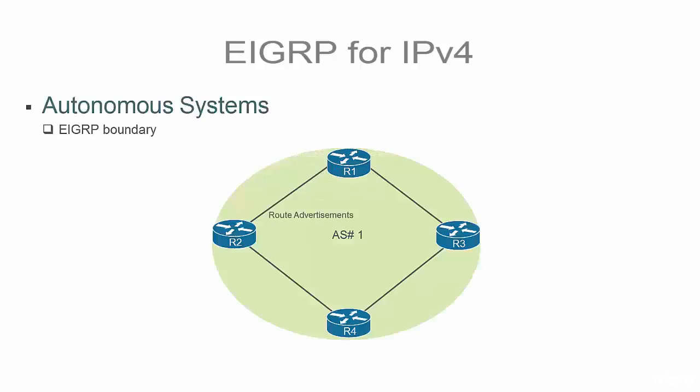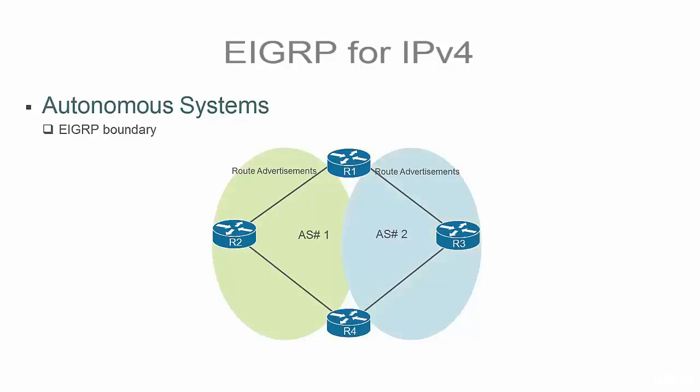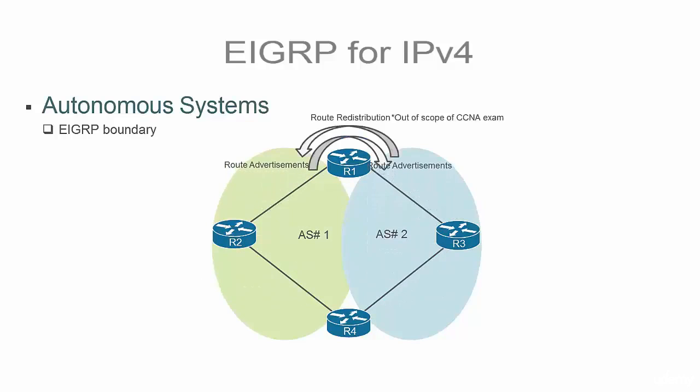EIGRP uses autonomous system numbers to create boundaries for routing advertisements. These boundaries can segment EIGRP domains so that you cannot advertise routes between EIGRP networks unless you were to configure routing redistribution.